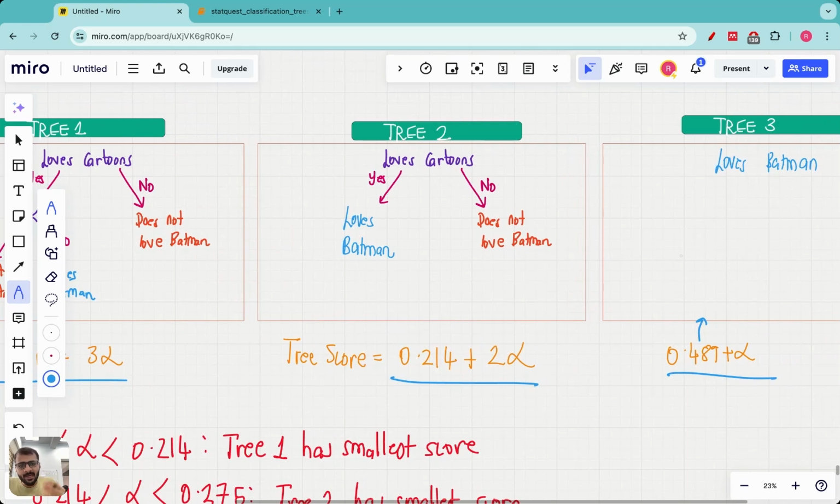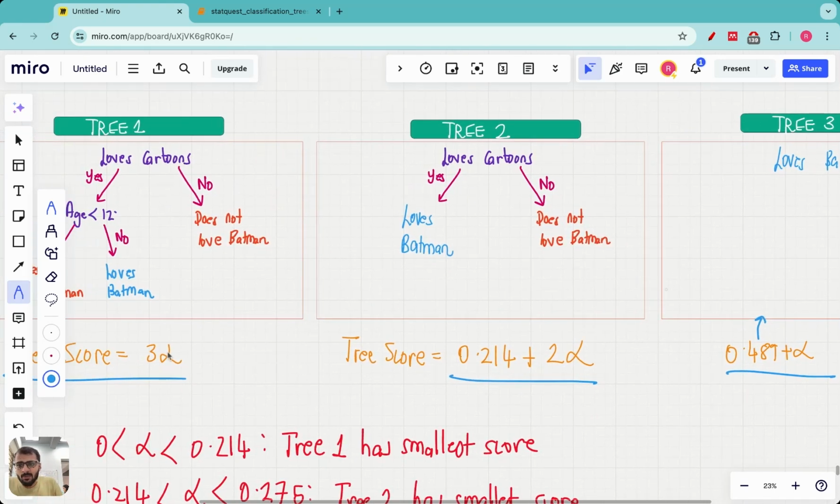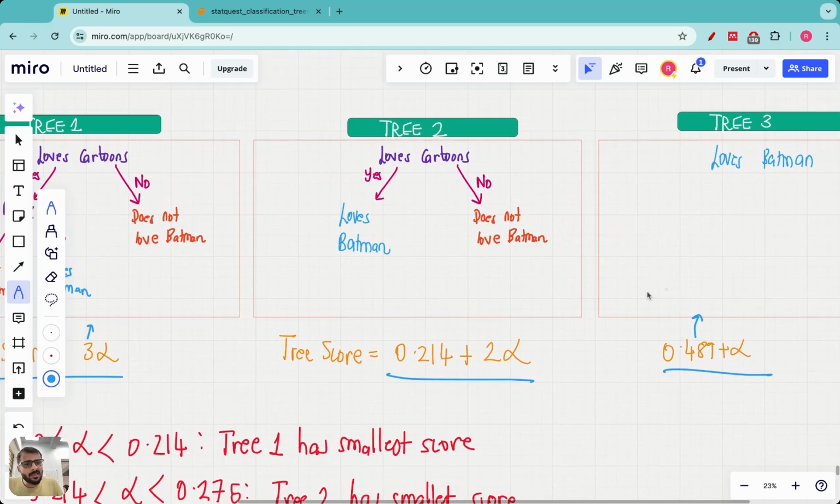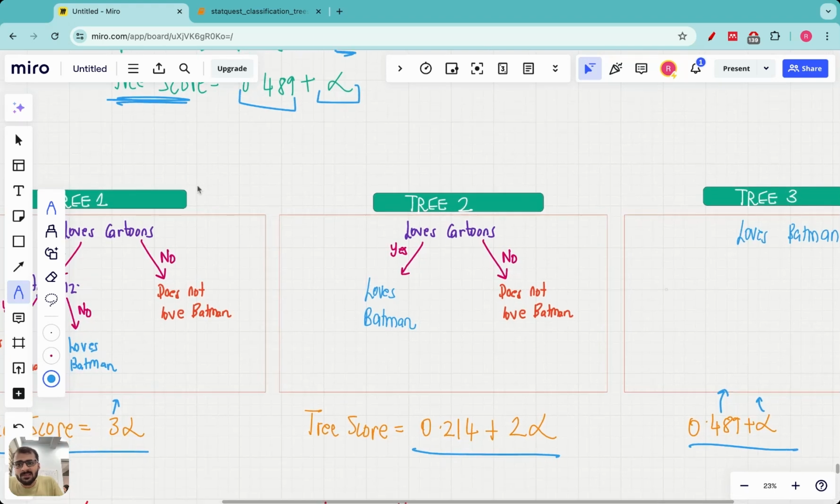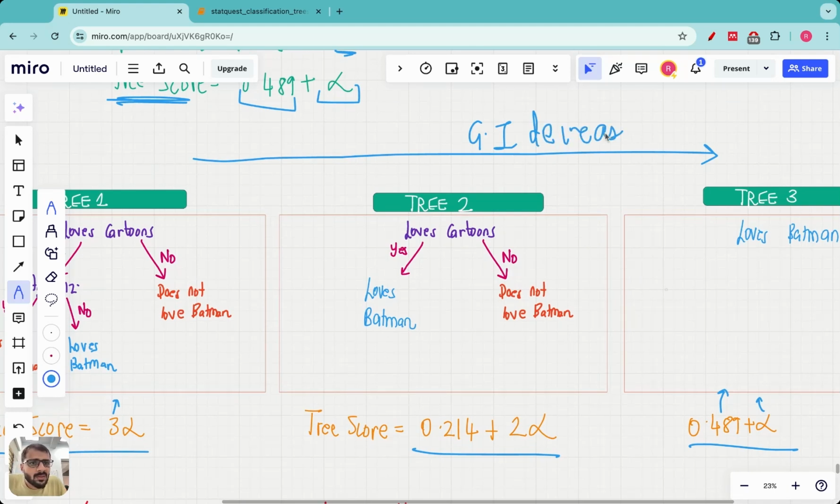But if you look at the second component, which is the number of leaves, it's the opposite. The number of leaves are 3, which is the maximum for tree number 1, but the number of leaves are only 1 for tree number 3, which is the minimum. So these two terms are in opposing directions.